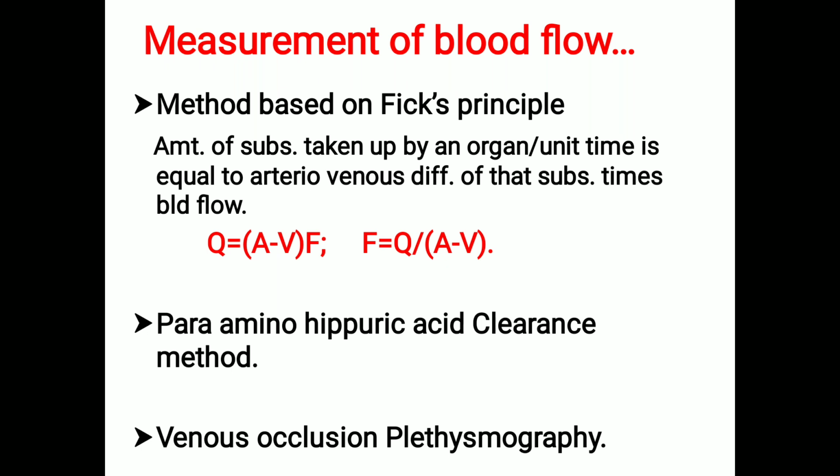The other methods are the PAH clearance method to assess the renal blood flow. The other method is the Doppler flow meter. The other method is venous occlusion plethysmography. Here, what is this venous occlusion plethysmography?